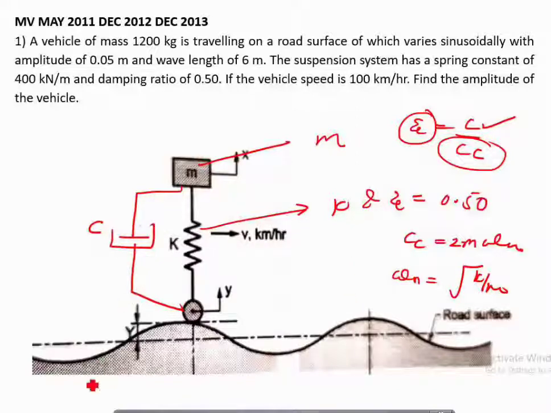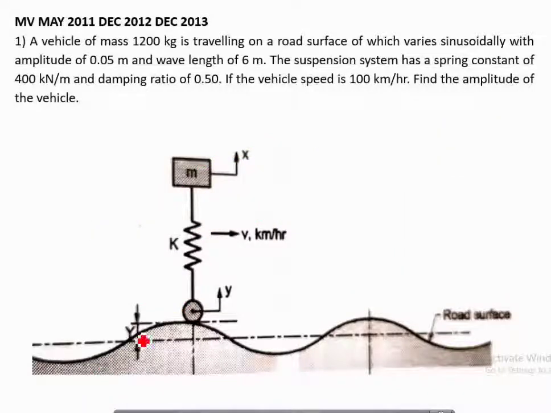Now in this case, the excitation of the base is due to the rough road surface, which varies sinusoidally with the amplitude of 0.05 meter. We know that in the case of a car or vehicle, the wheels act as a base. This acts as a base or support. So obviously we are solving the problems on base excitation or support excitation.